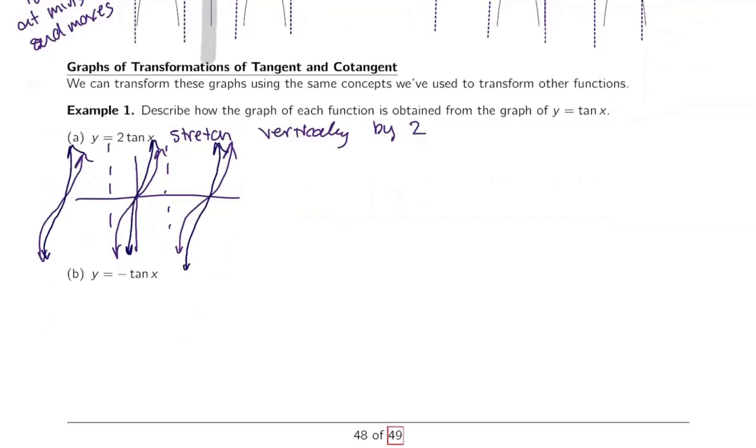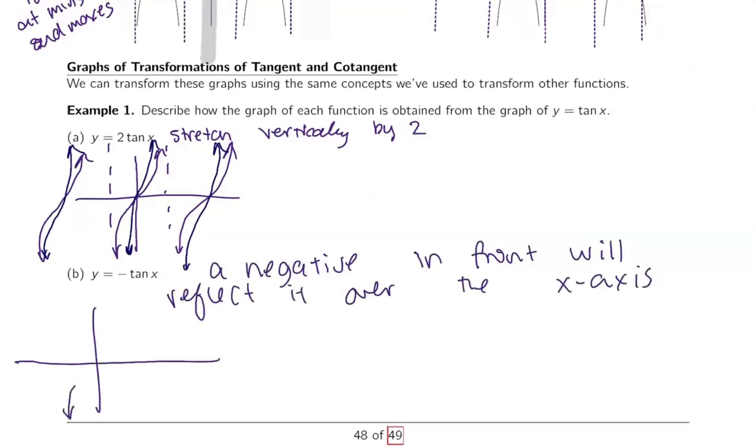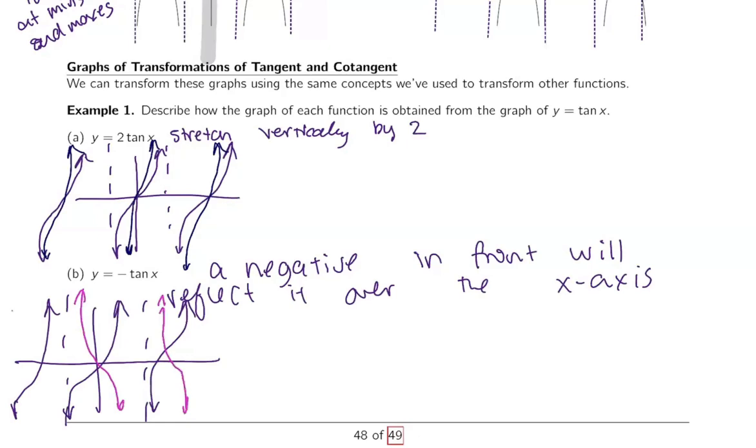My negative tangent x, well, a negative in front of my function is always going to reflect it over the x-axis. So again, if I start with my tangent sketch, which is something like this, then for the graph I'm looking for here, I'm going to flip this over the x-axis, and it's going to look more like this. My original sketch wasn't perfect, but it would be something like this.